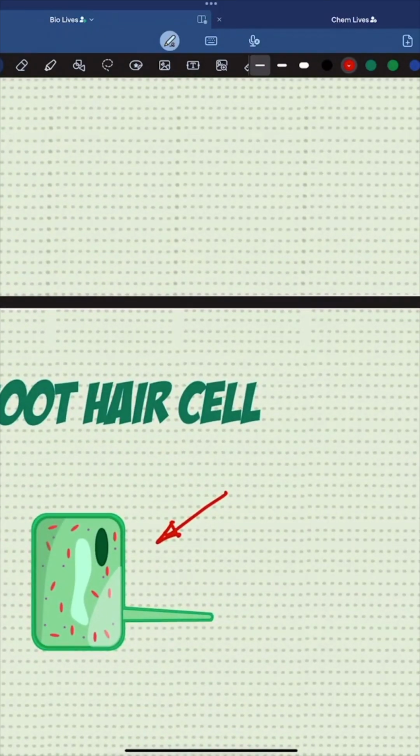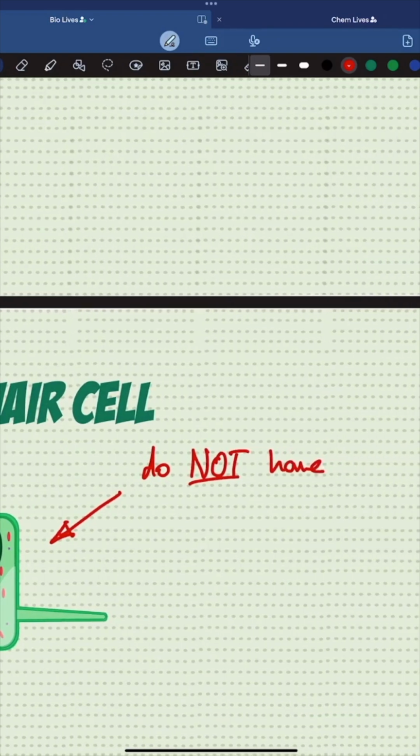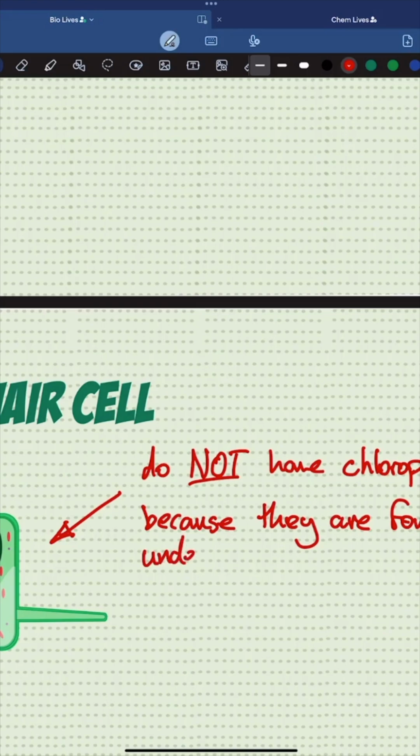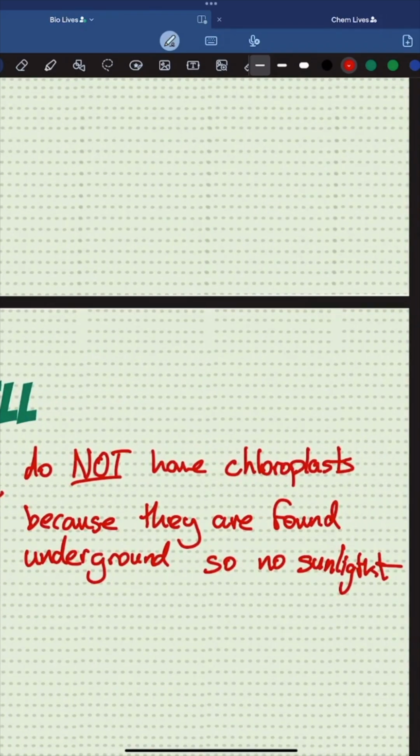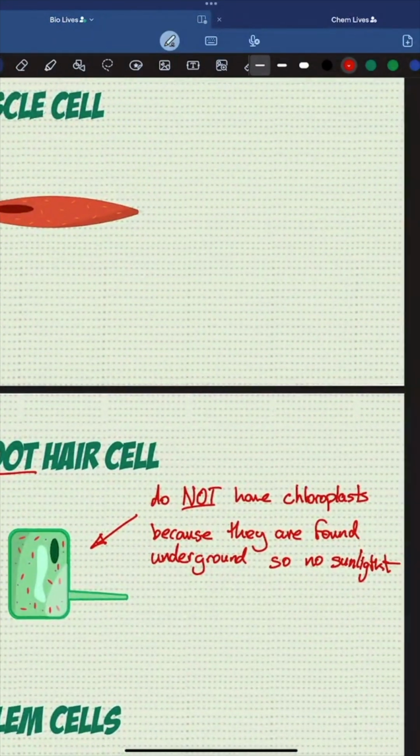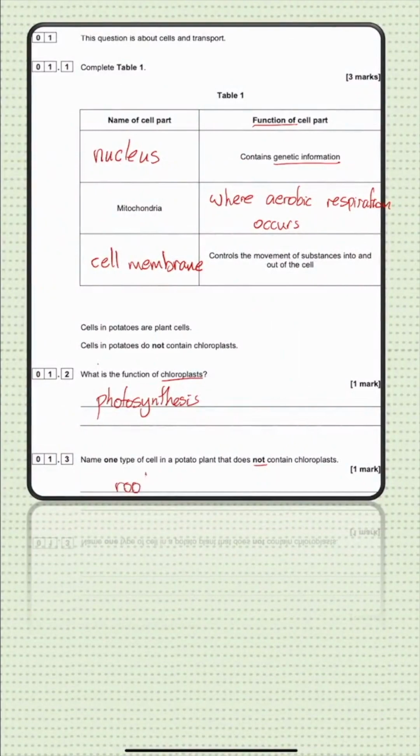Why? Because root hair cells are found in the roots. Think about where the roots are. The roots are underground. When they're underground, that means they can't receive sunlight, right? There's no point in them getting light. That means they don't need chloroplasts. So these ones do not have chloroplasts, and the reason for that is because they are found underground, so no sunlight. Okay, well done guys. So we can say for this one, root hair cells.